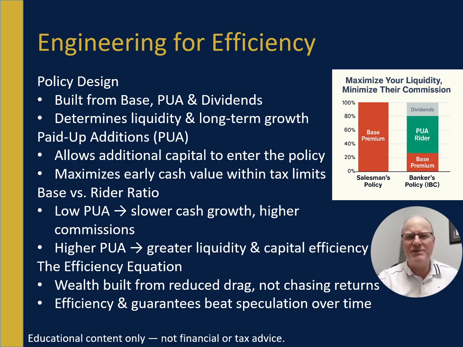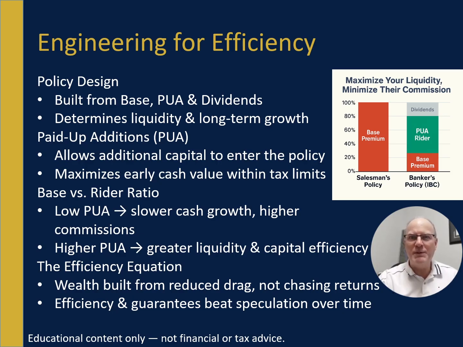A properly structured infinite banking policy is built from 3 components: the base premium, paid up additions, often called PUAs, and dividends. And yes, the death benefit is central to all of this, because the death benefit drives the long-term cash value. It's the structural anchor of the entire system.